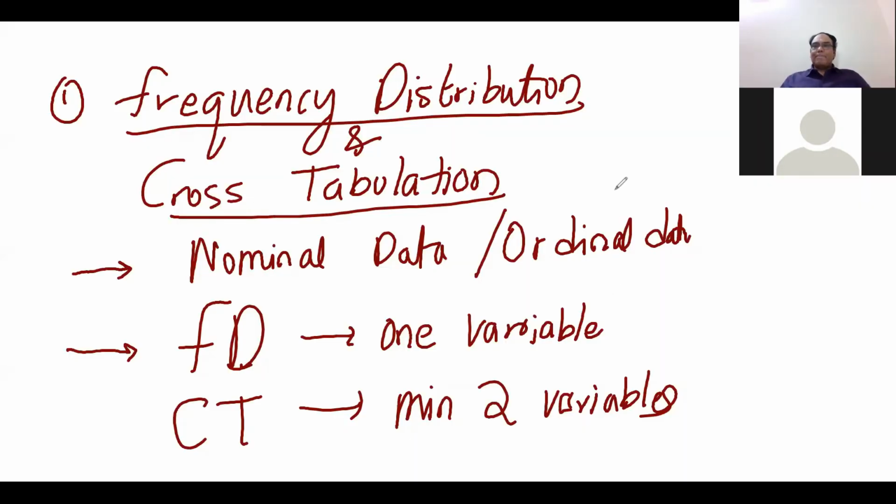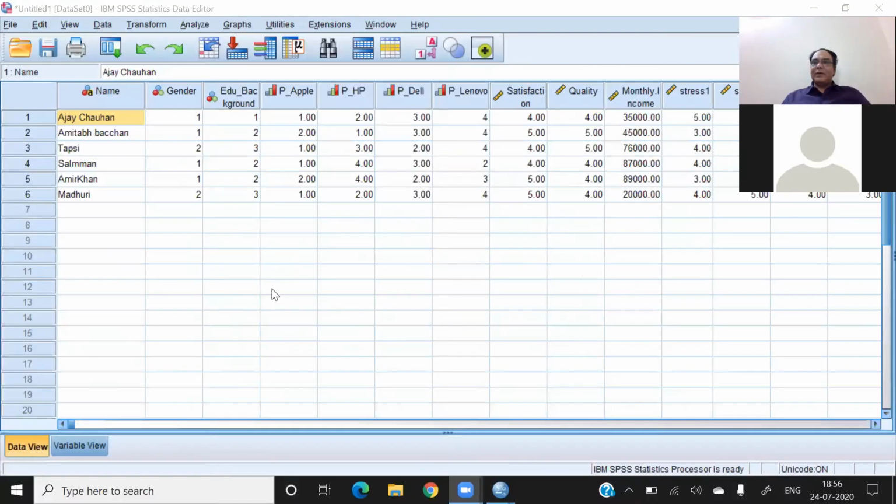So now we are going to start the analysis part, and here we are going to see how to apply frequency distribution and cross tabulation. Frequency distribution is applicable on nominal and ordinal data, and only on one variable, and cross tabulation is applicable on minimum two variables. So let's move to the SPSS, and there we can see how we can do it.